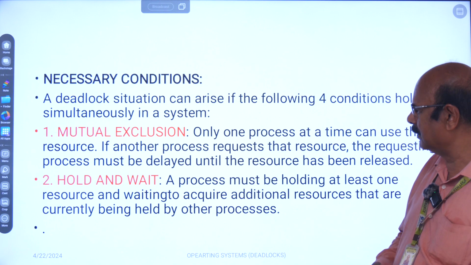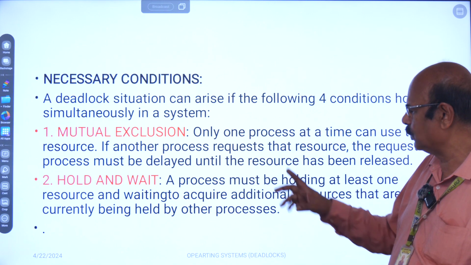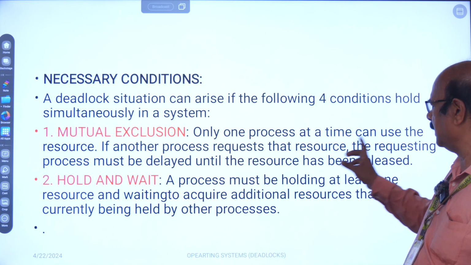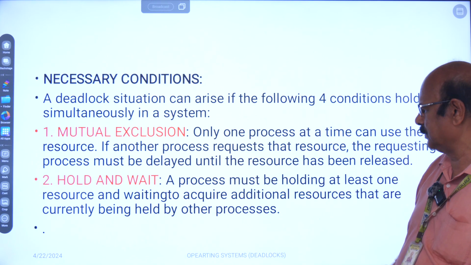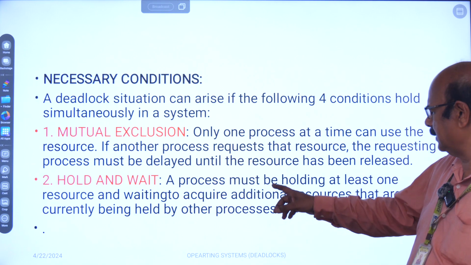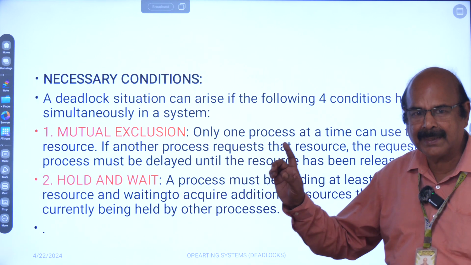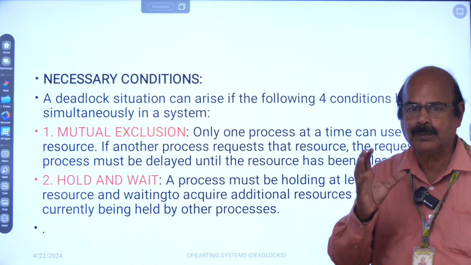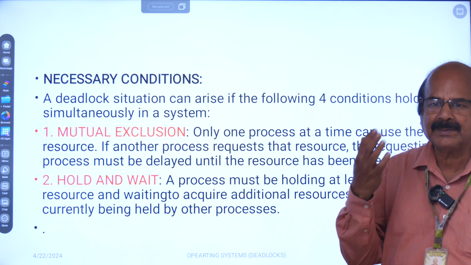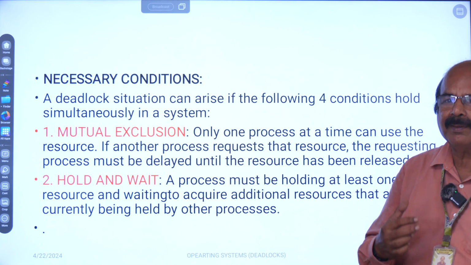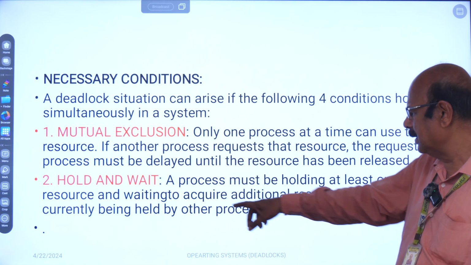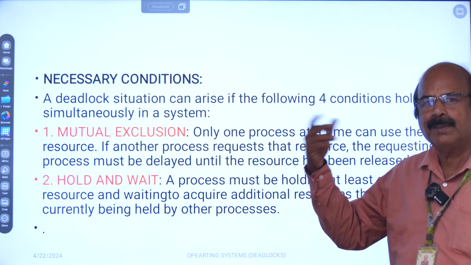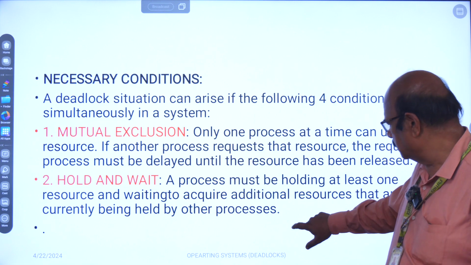Now the necessary conditions for a deadlock. First one is mutual exclusion. Only one process at a time can use the resource. That is the concept of mutual exclusion. Next, hold and wait. A process must be holding at least one resource and waiting to acquire additional resources that are currently being held by other processes. If it wants more resources, it has to hold and wait for them, because the resource it wants may be used by some other process.